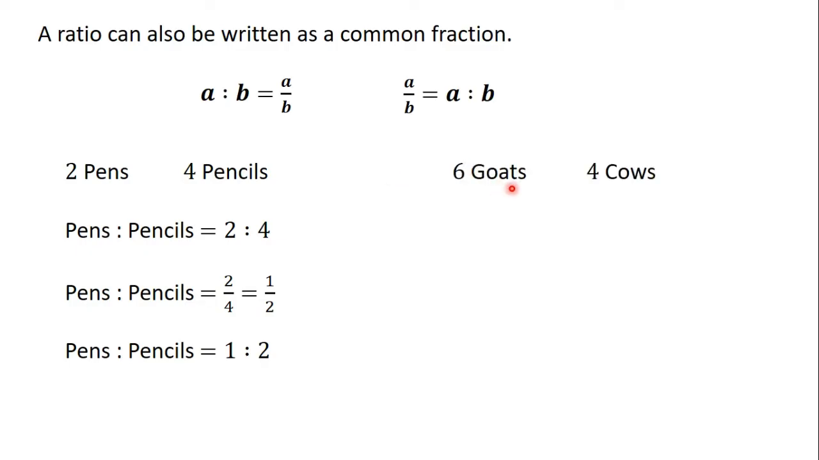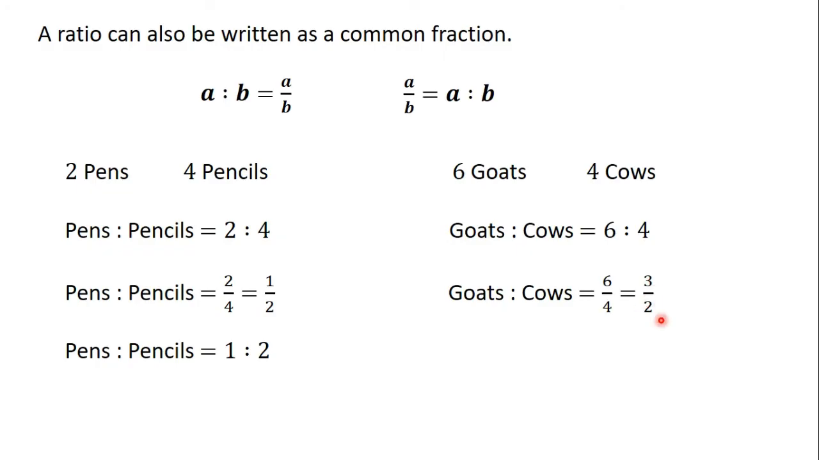We have 6 goats and 4 cows on the farm. The ratio of goats to cows is written as 6:4. As we have seen from here, A is to B can be written as A divided by B. So 6:4 can also be written as 6 divided by 4. Now when we write 6 divided by 4, we can see that we have a fraction that can be simplified further. We will have 3 divided by 2.